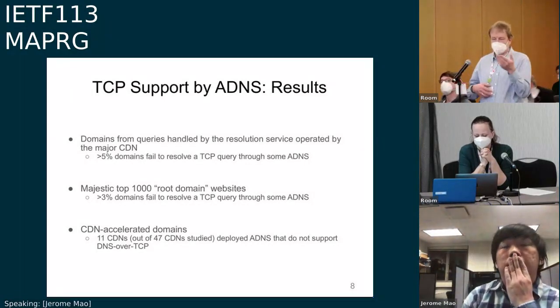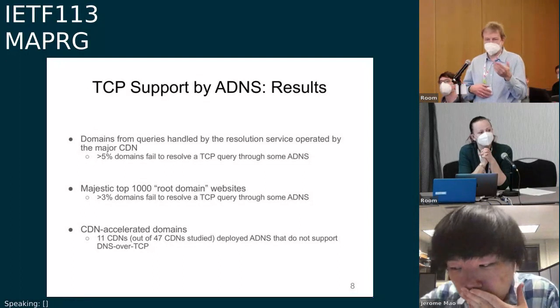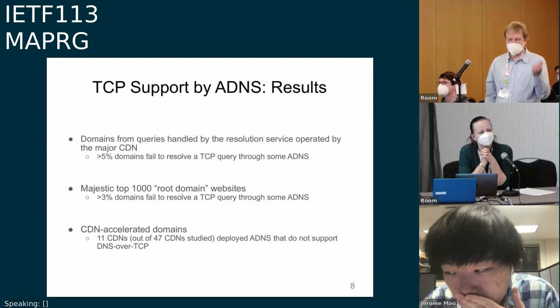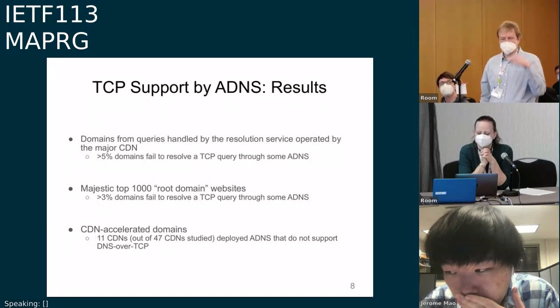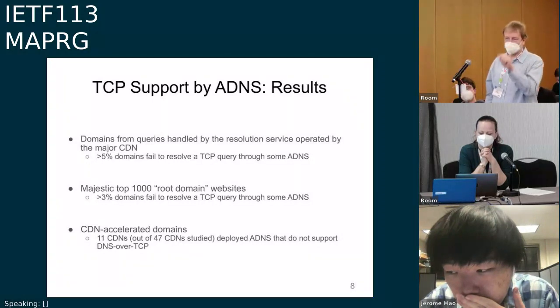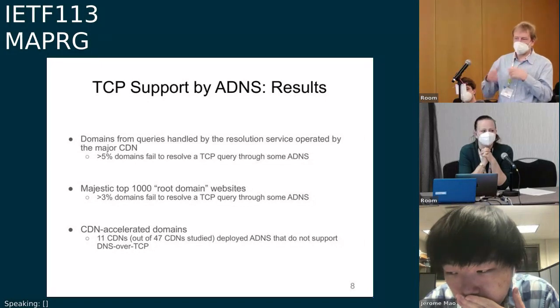Because without TCP, if you have a domain, say example.com, that has two name servers and one responds with TCP and one doesn't, then that would still be okay. Even though it would be in your list of domains where some are not responding, right?